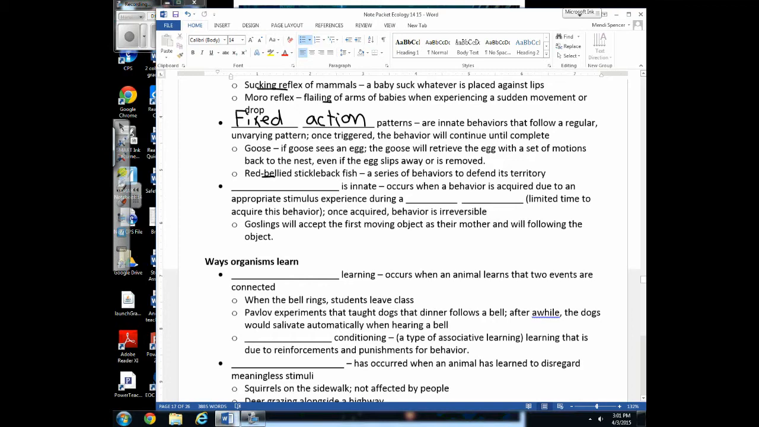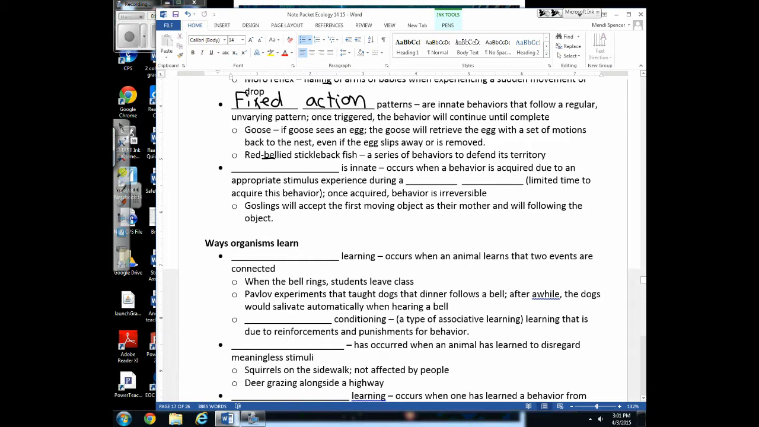So the next behavior we're going to talk about are behaviors that are due to imprinting. So imprinting is something that is innate. You're born with the ability to do it. When imprinting is occurring, there's a behavior that's going to be acquired, and it has to be acquired during a critical period.